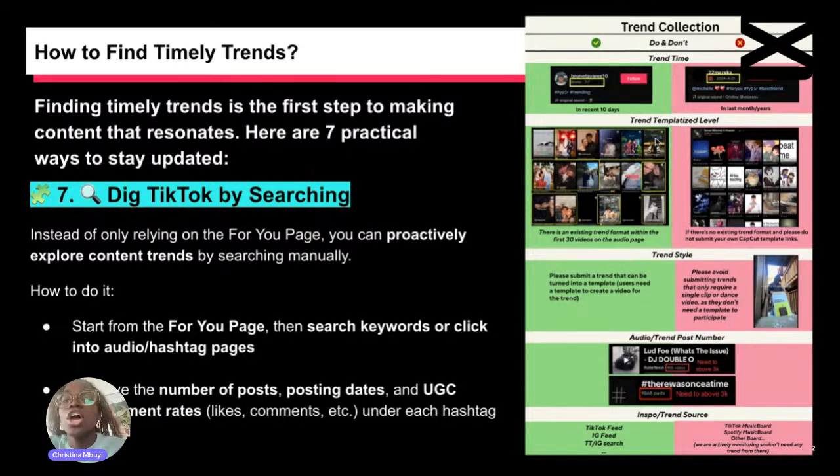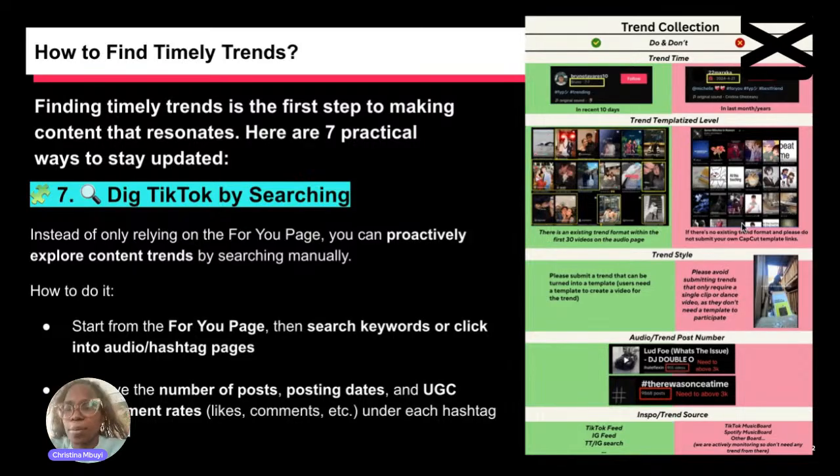Next, we have the trend templatized level. So what you'll notice is when you click into an existing trend, for example, an audio or hashtag, you'll notice that videos will pop up. If you see that all the videos in this existing trend have the same format within the first 30 videos, like everyone is taking a selfie, then yes, that is a trend.